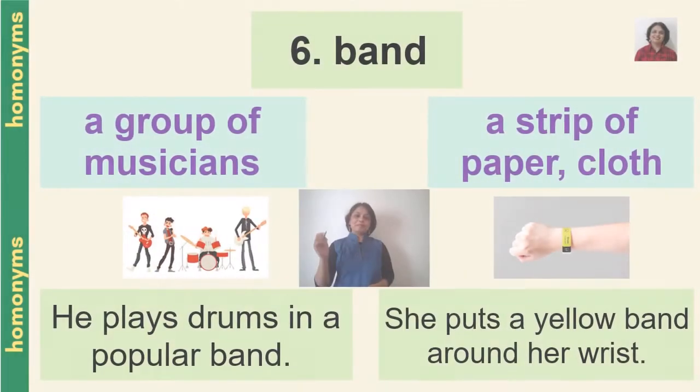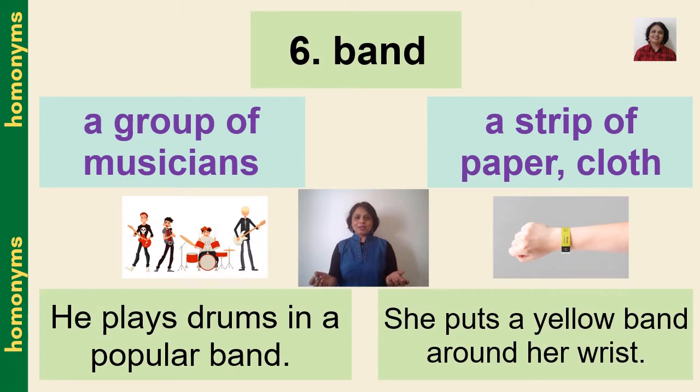Number six is band. One meaning of band is a group of musicians. In a sentence, you can use it like this. He plays drums in a popular band. Another meaning of band is a strip of paper or cloth. As I have shown in the picture, she puts a yellow band around her wrist.